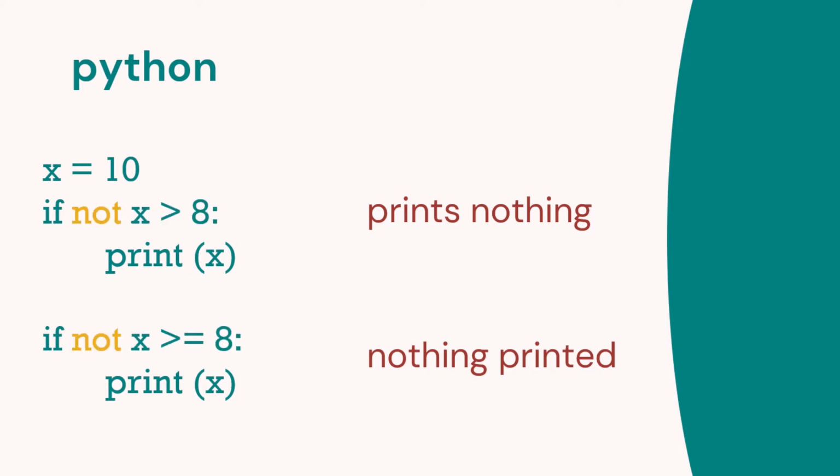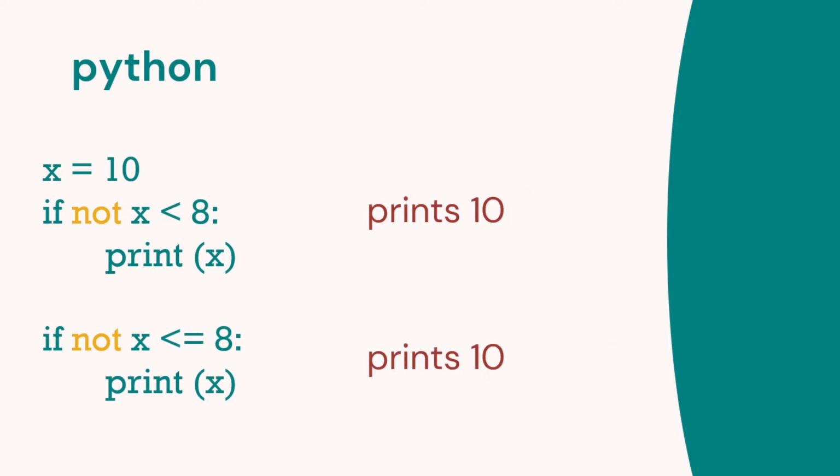Now we can use the operator not to change the statements. So here, if not X greater than 8. Now instead of printing X as it's greater than 8, we'll do the opposite. So both these statements have been completely changed around. The two statements that printed nothing previously now print X, which is 10.